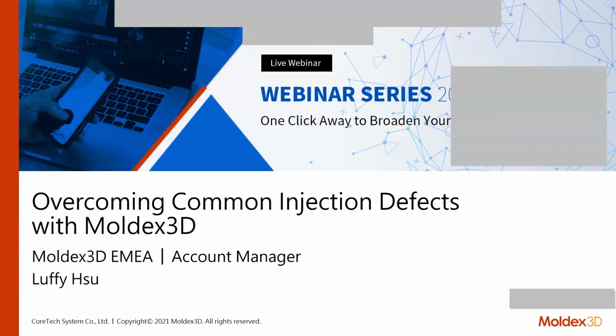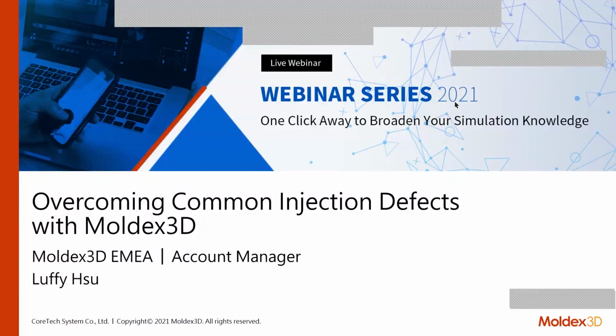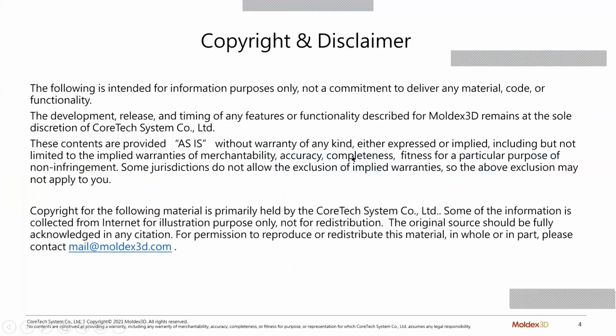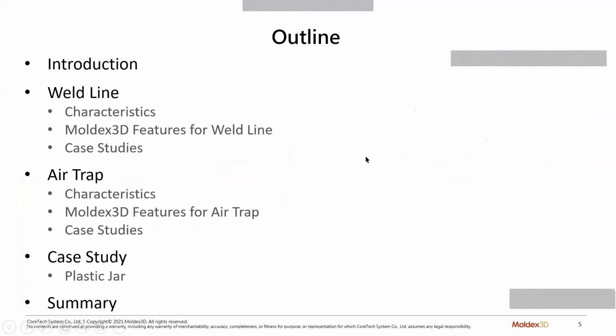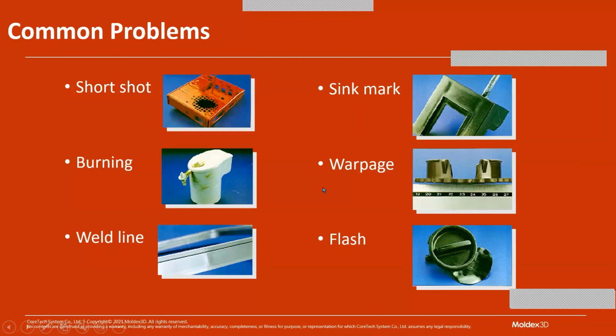Today, we are going to talk about overcoming common injection defects with Moldex3D. Okay, so here is the outline, and there are so many common defects in injection molding. So I picked two topics, which are weld line and air trap for today's discussion. And later in the end, we will discuss some case study that include weld line and air trap together.